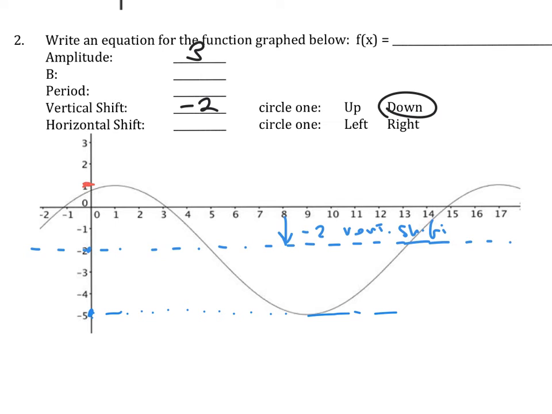Now, period. I want to find some features that I can identify that tell me the period. So, for example, if I find the peak value here, it's at x equals 1. The next peak value is at 17. So to go from 1 to 17 is a total of 16. And that's my period.